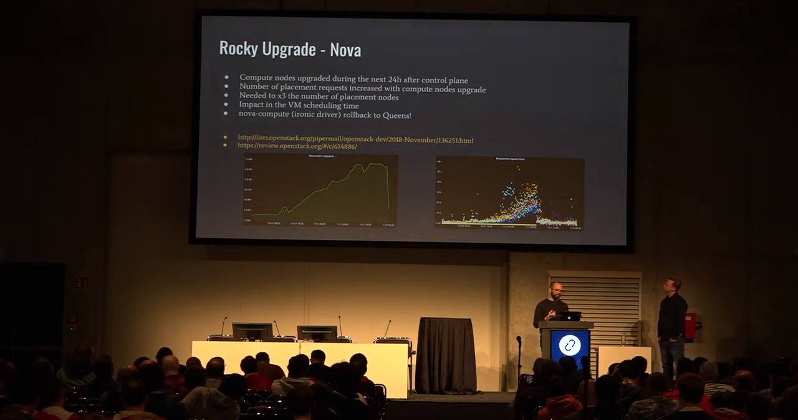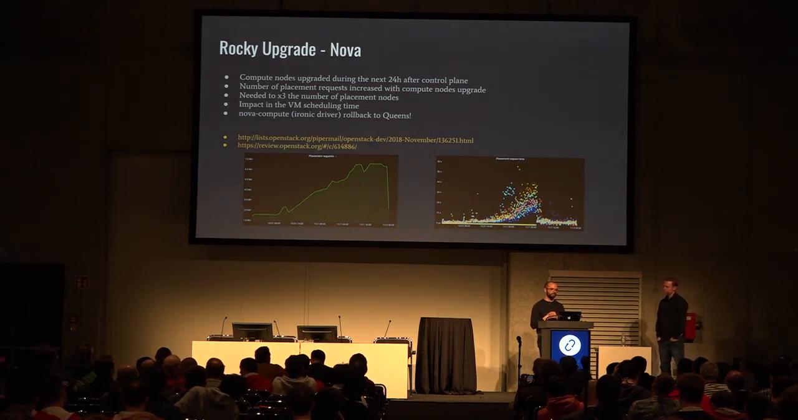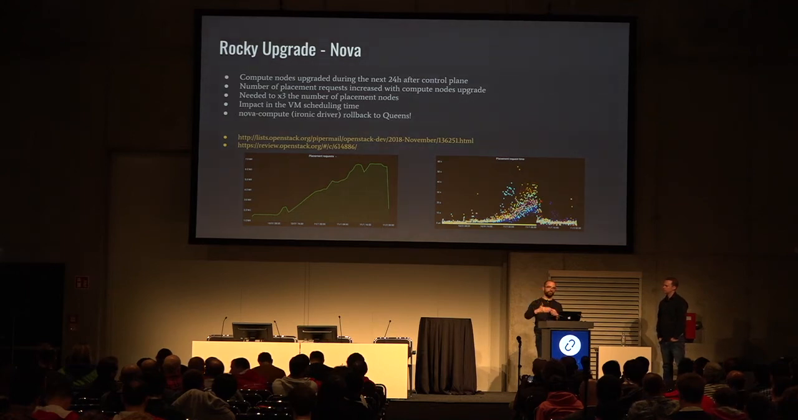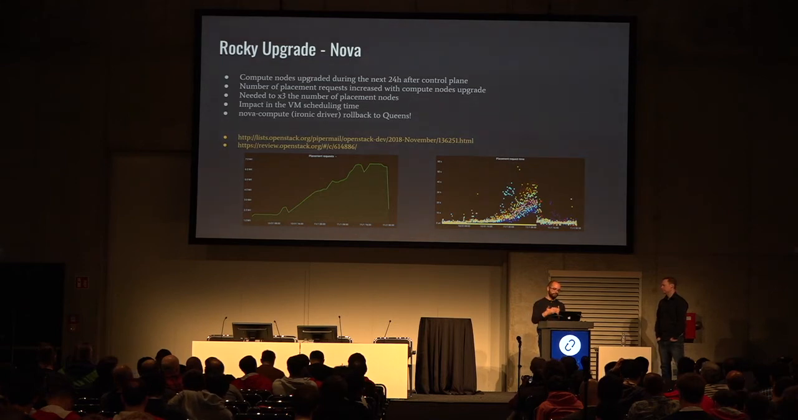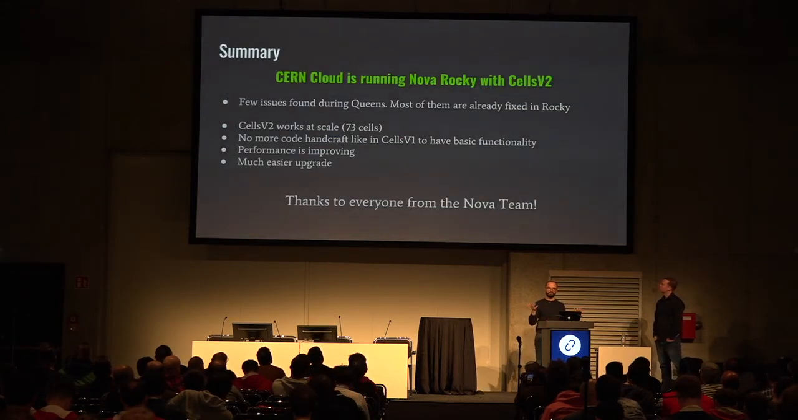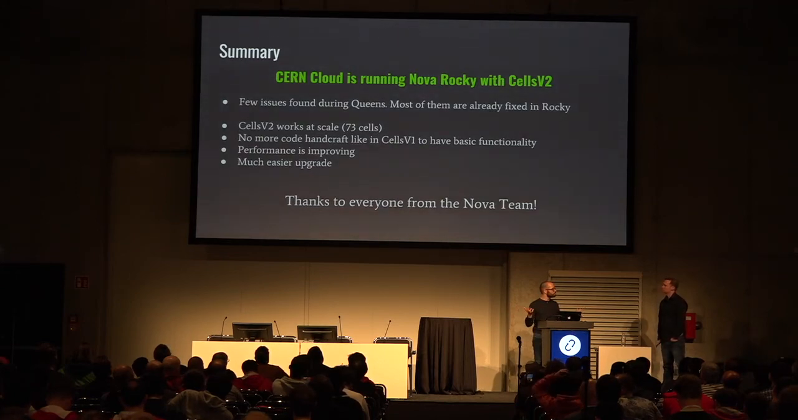Another issue that we hit with the upgrade from Queens to Rocky that is not CellsV2 related was with Nova Compute, which we have with the Ironic driver enabled, because all these new placement requests take a lot of time to do the full cycle through all the instances that this Nova Compute is managing. So in our case, we have one Nova Compute for more than 1,000 bare metal instances, and this takes a lot of time. So Nova reports this service as not available. And basically, after we looked into these issues, Nova now is working fine.